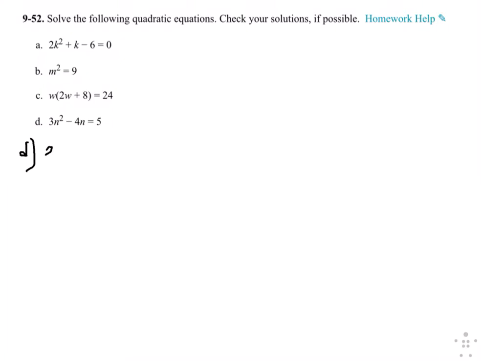And the last one, D, let's make space. D is 3n squared minus 4n minus 5 equals 0, right? I subtract 5 from both sides. So in this case, let's see if we can factor. If I use decomposition to factor, I'd multiply the first and last, right? So I'd get negative 15n squared.